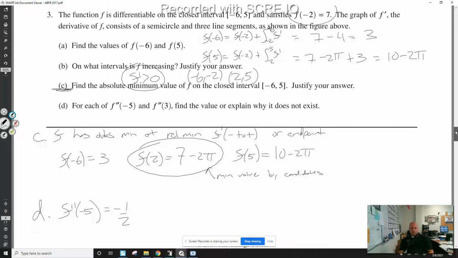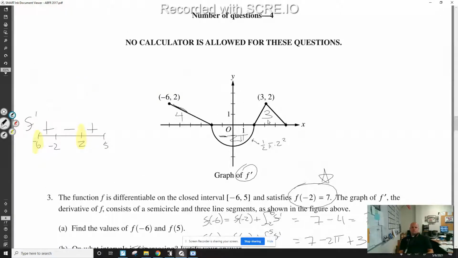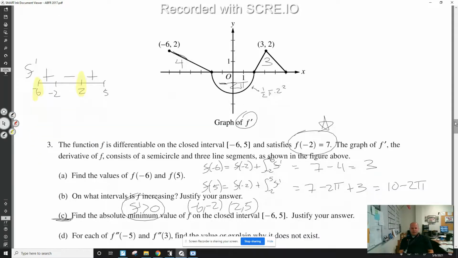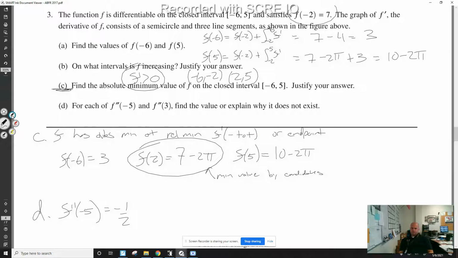F double prime of 3. Slope of the tangent here at 3 is non-existent. Why? Sharp point. I hope that they would accept sharp point, and you don't have to look at the limit. As x approaches 3 from the left, f prime is positive, and the limit as x approaches 3 from the right is negative. Therefore, the derivative doesn't exist because the limits don't equal each other. Just say it's a sharp point.